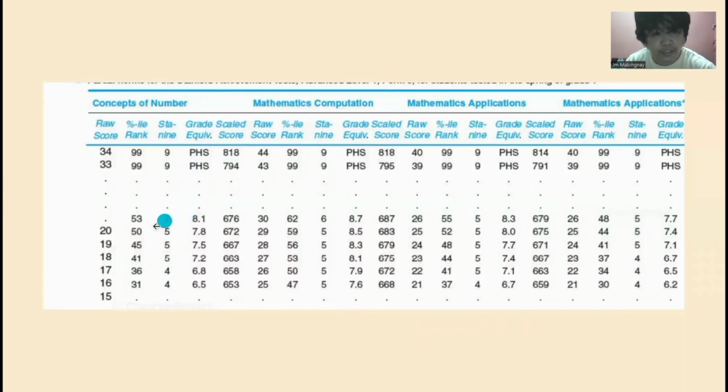So, yung kaklase niya naman na mas nasa baba is napunta sa percentile rank na 50. And ang STA9 is 5. Nakakuha siya ng grade equivalent na 7.8. So, by the way, mga grade 7 students to. So, yung mga mas average na estudyante, nakakuha sila ng 7.8, 7.5, 7.2, etc. Tapos, itong pinakaunang student, medyo above average sa iba, nakakuha siya ng 8.1.